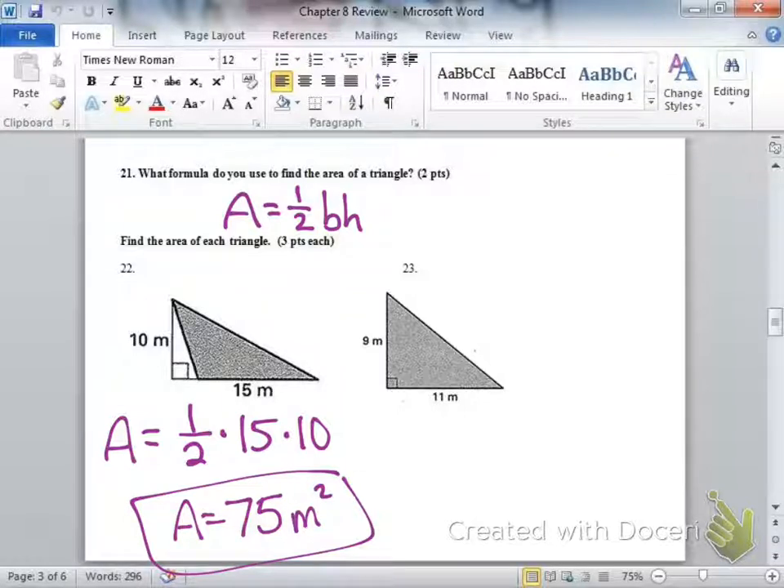Alright, and then number 23, just the formula. Multiplying by 1/2 is the same thing as dividing by 2. So if you don't like the ABC button, it kind of takes a while, then you can just do 15 times 10 and then divide it by 2. If you don't want to type in 1/2, or you can type in 0.5 and then times 15 times 10.